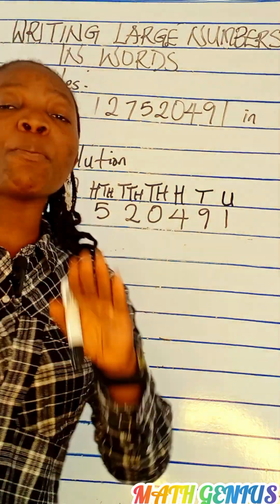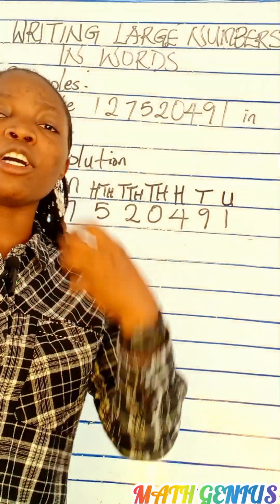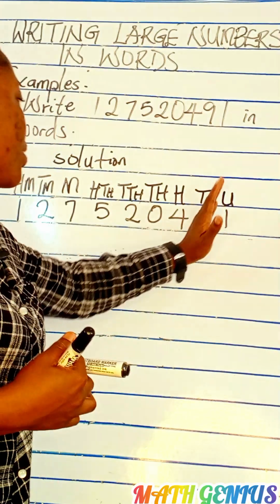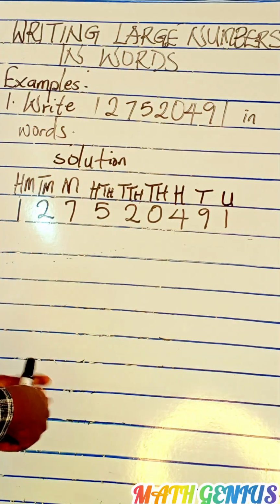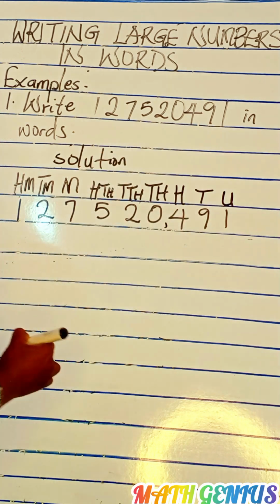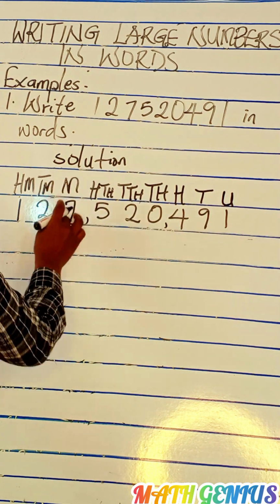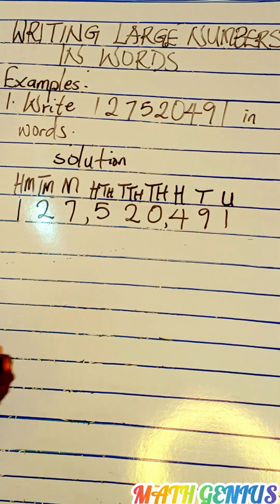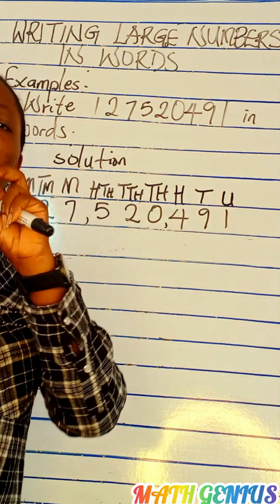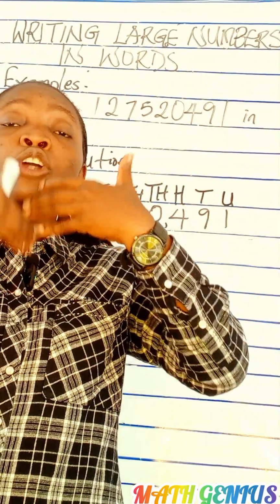Now when you have done the positioning, the next step is to group in 3. You group your digits in 3, starting from the right hand side to the left hand side. So you count in 3, 1, 2, 3. So you put a little comma to demarcate, right? 1, 2, 3. 1, 2, 3. So we have about 3 groups here.